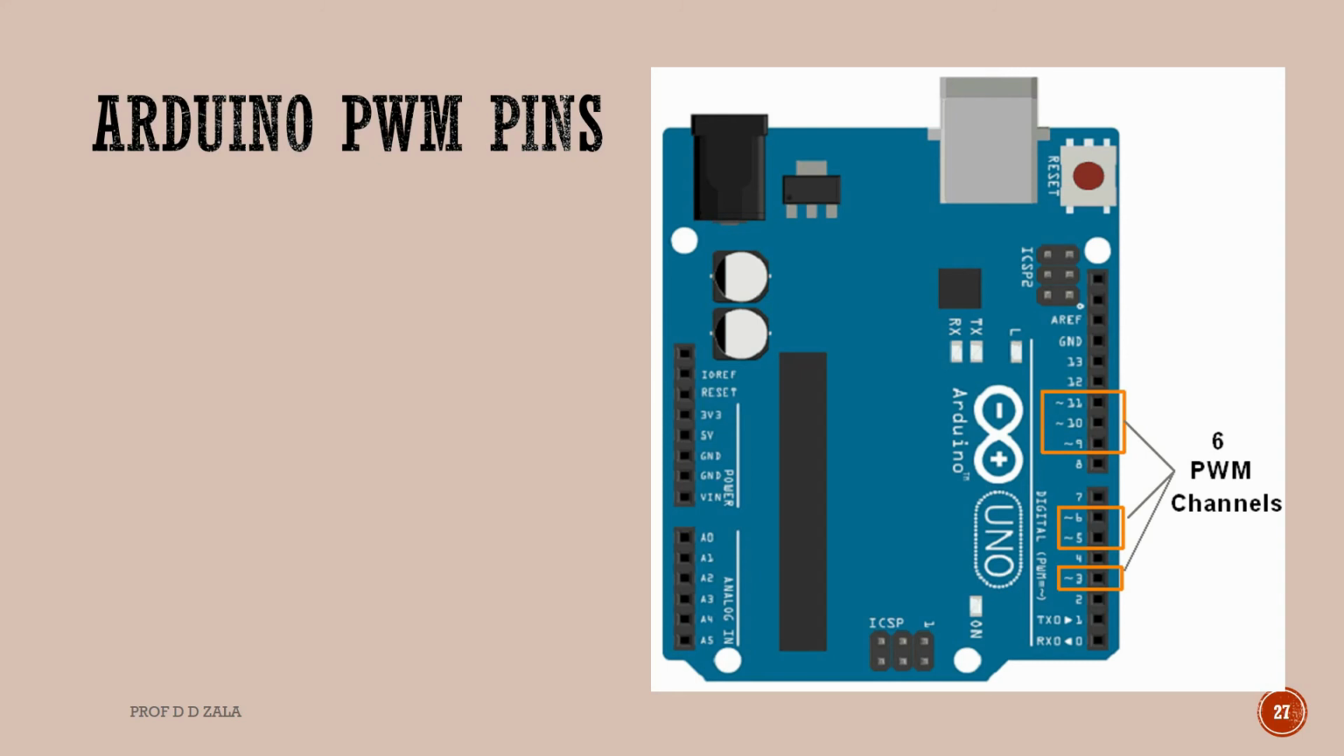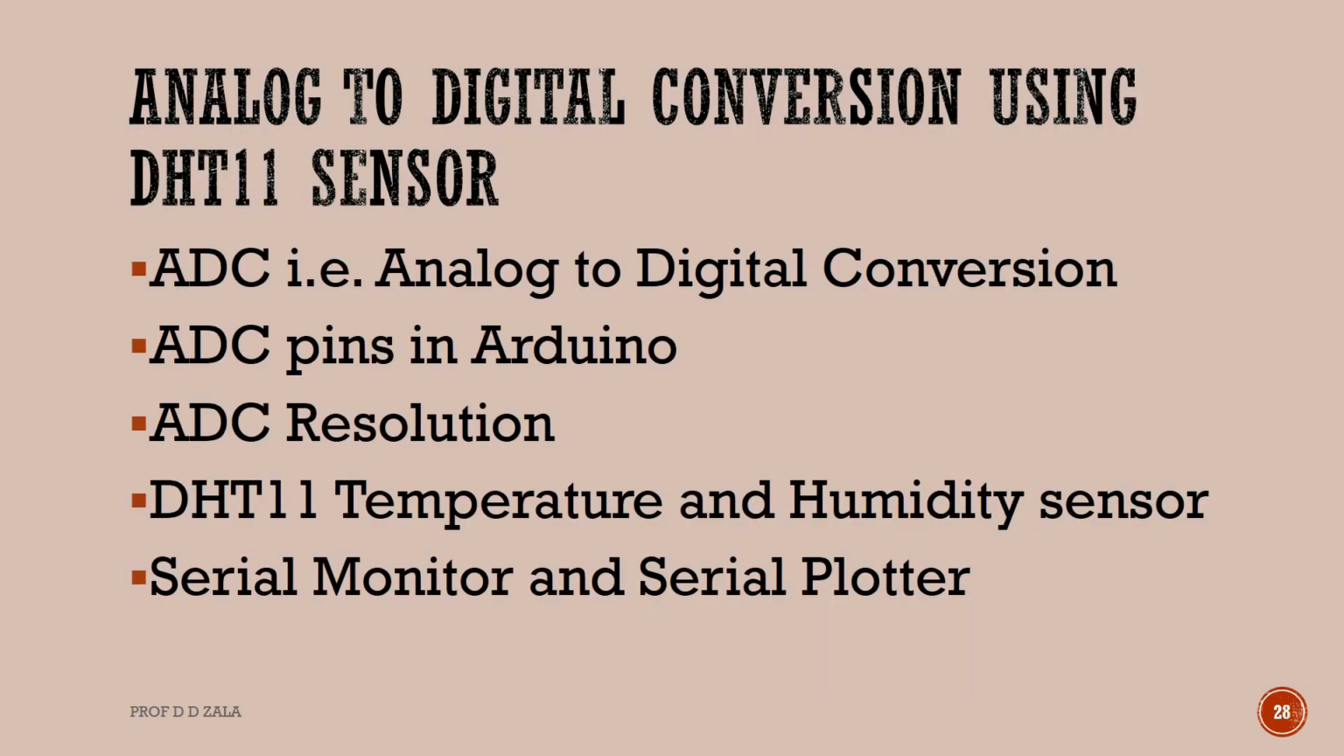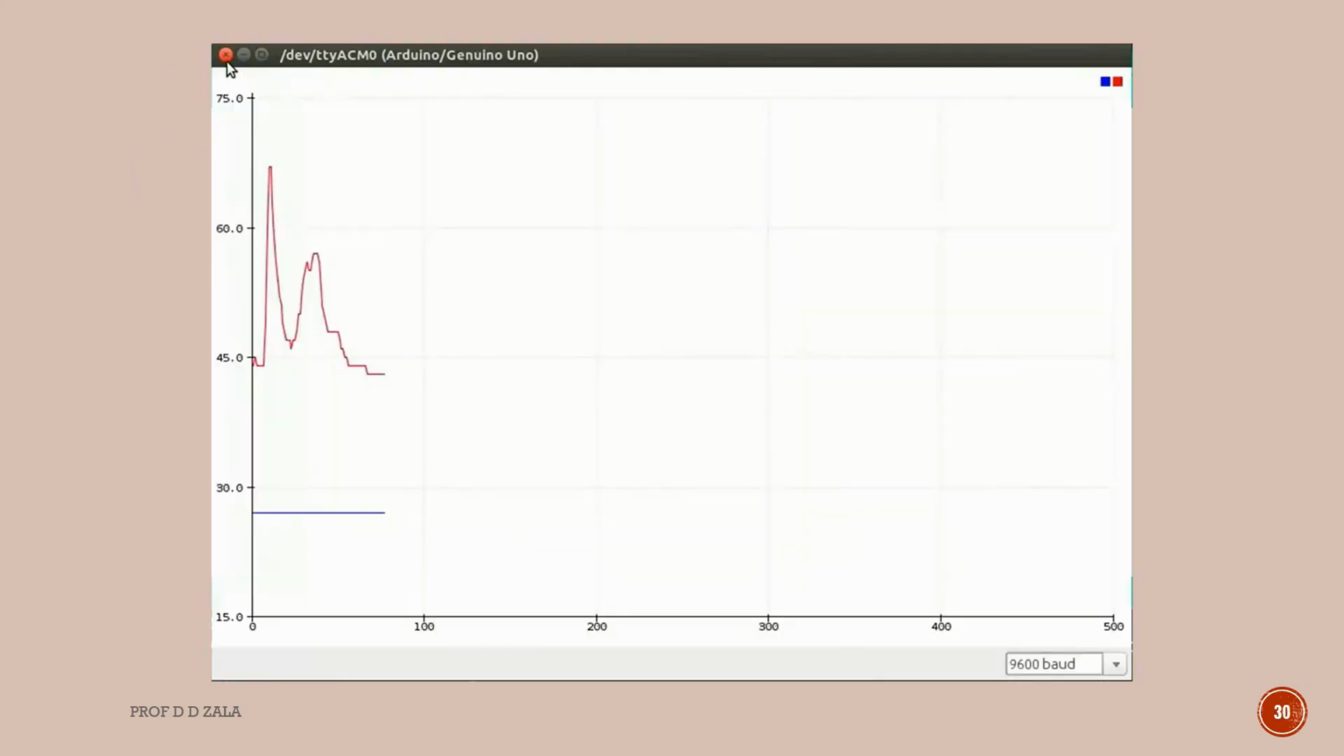These are the glimpse. Then we will understand analog to digital conversion using DHT11 sensor, where we will cover ADC, ADC pins to the Arduino, ADC resolution, DHT11 temperature and humidity sensor, and serial monitor with serial plotter. These are the glimpse.